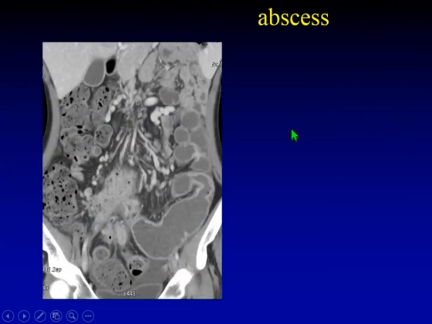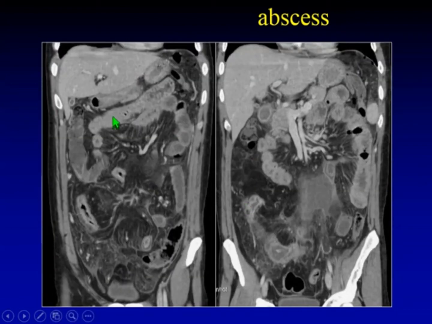The problem is complications, such as the abscess. An abscess may be found easily by CT. In coronal reconstruction, we have another case of Crohn's disease, with an ileoileal fistula and this well-detectable abscess.